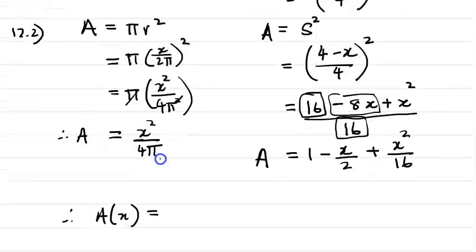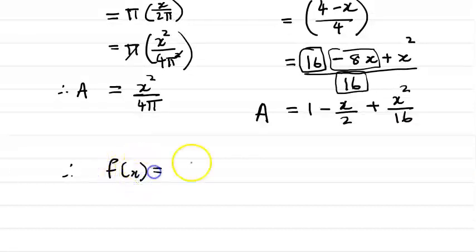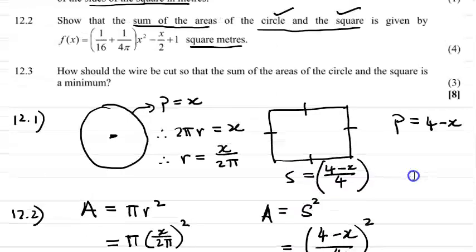We said show that it's f of x, a of x. Okay, so that's our function. So let's write it as f of x. So we'll say f of x equals x squared over 4 pi plus 1 minus x over 2 plus x squared over 16. Okay, simplifying that.